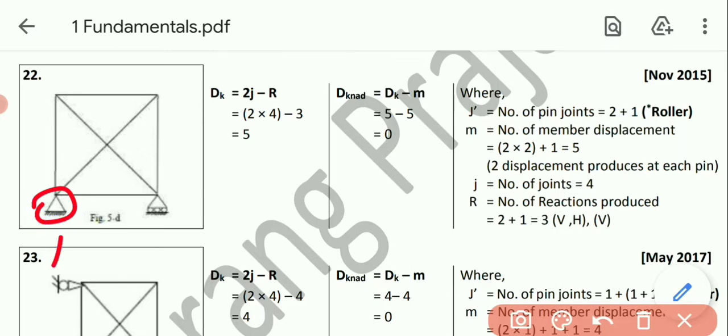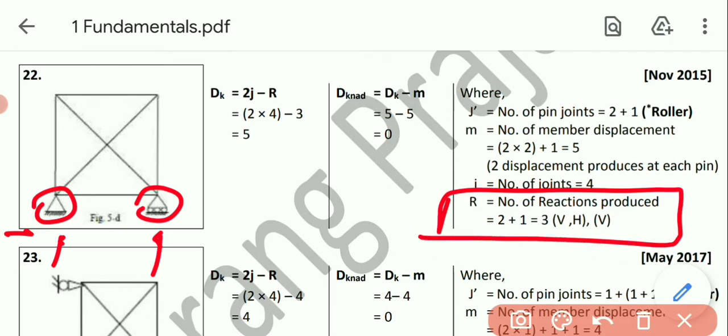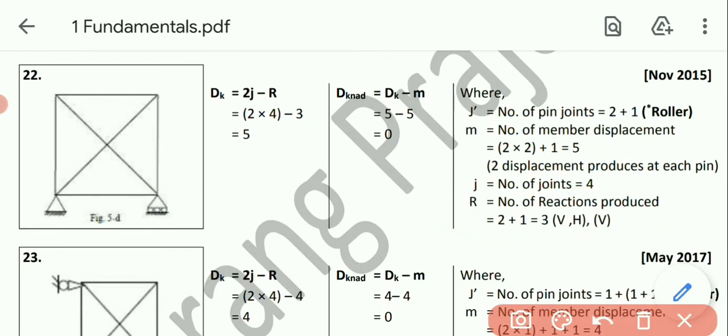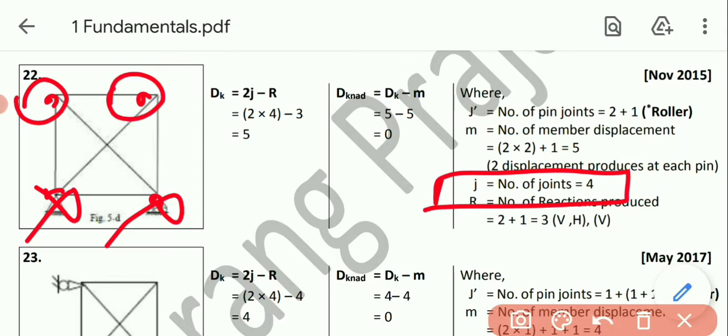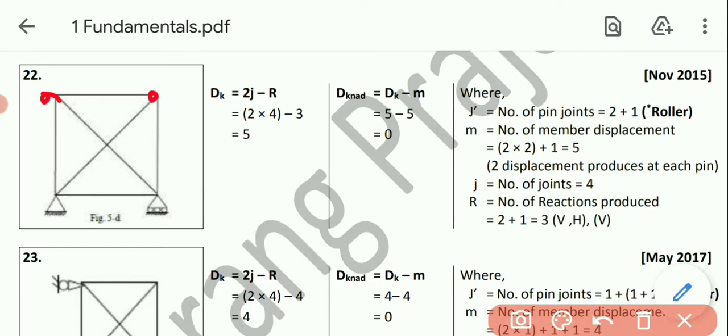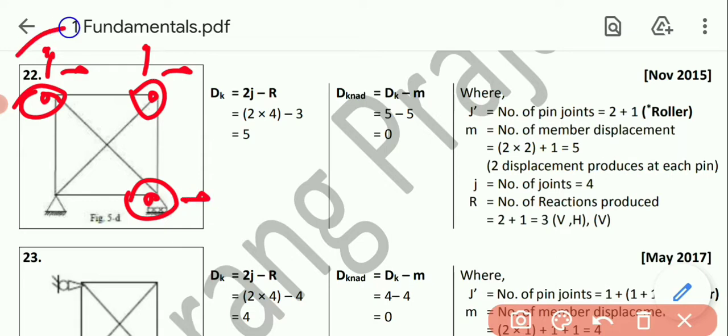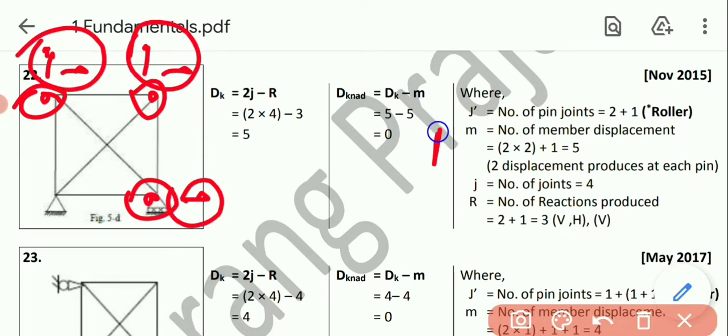Hints about vertical and horizontal; roller support is vertical, so capital R is 3. Joints: 1, 2, 3, 4. Now except the supports, these are the pin joints: over here 1 and 2 are pin joints, and because of the roller support, 1 more pin joint will be there. Over here 2 reactions, vertical and horizontal, and in the case of the roller only horizontal, so 2 plus 2 plus 1, so m will be 2 times 2 plus 1, that is 5.